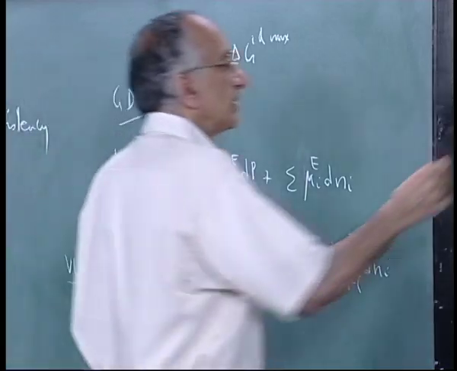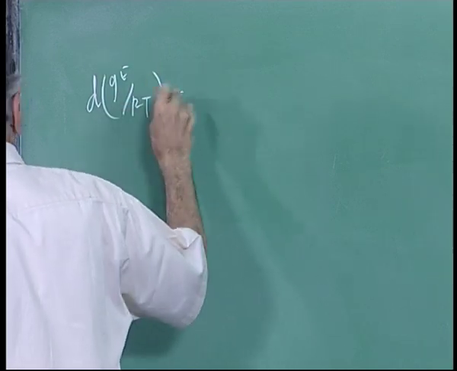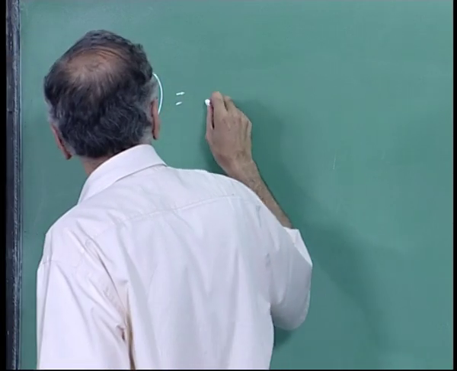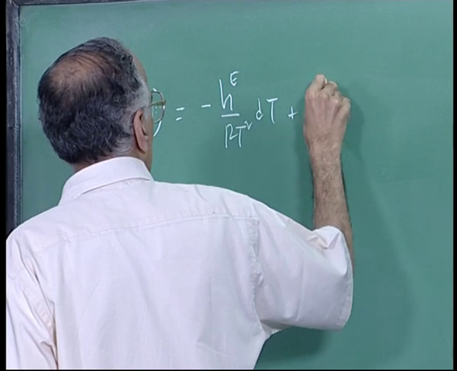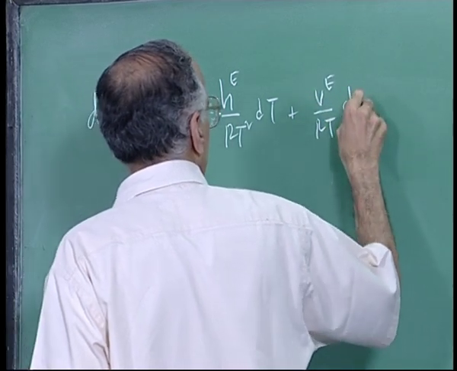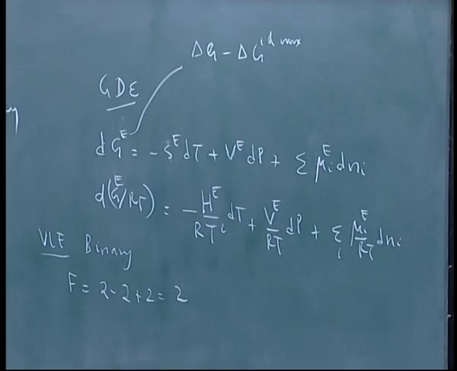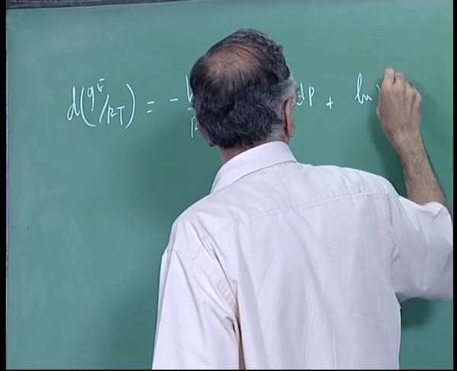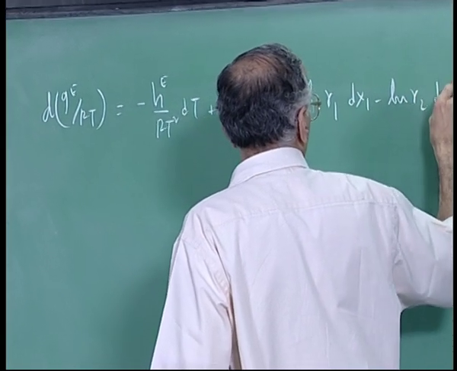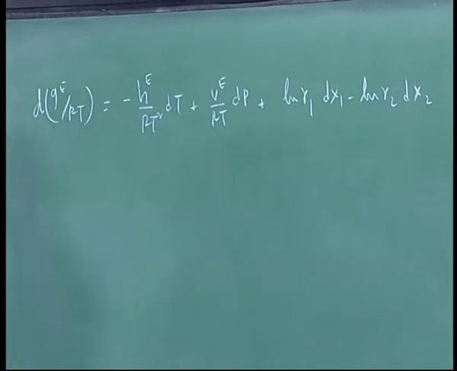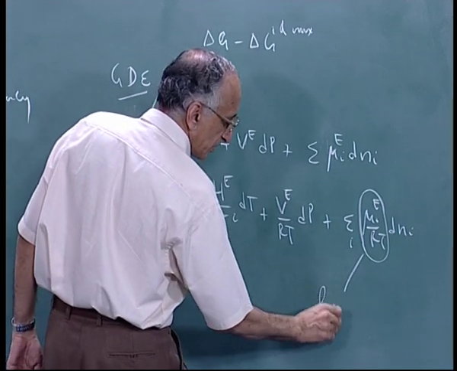And so I can write this as d of G excess by RT, first of all, is equal to minus H excess by RT squared dT plus V excess by RT dP plus mu excess by RT, which is exactly log gamma 1 dx1 minus log gamma 2 dx2. Remember this mu excess by RT is mu minus mu ideal, this is simply log gamma i.